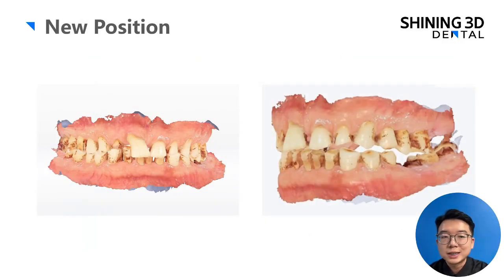After finishing all the steps, the software will save a new position for this patient. So the picture on the left side is the original bite for this patient, which means it is unhealthy and the patient has severe teeth wear. So we will adjust it to a new position now, and use the new position to design the splint for this patient, and the patient can use the splint to get used to the new bite and then wait for the restoration afterwards.